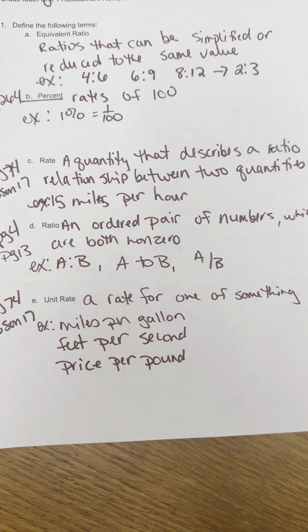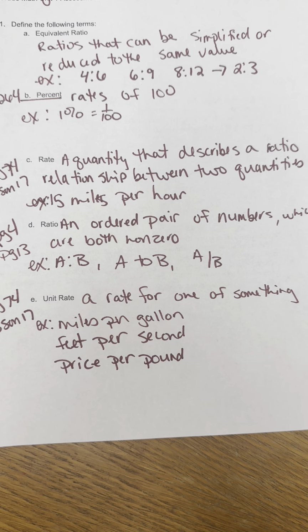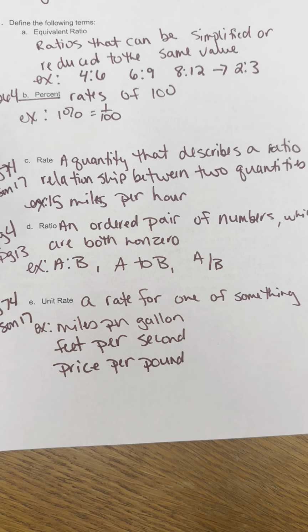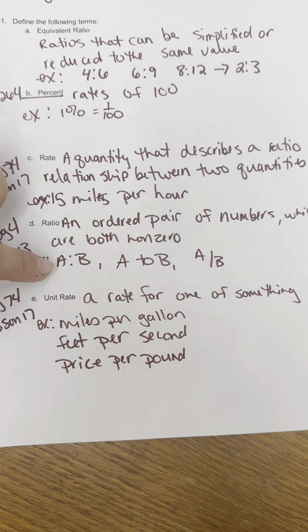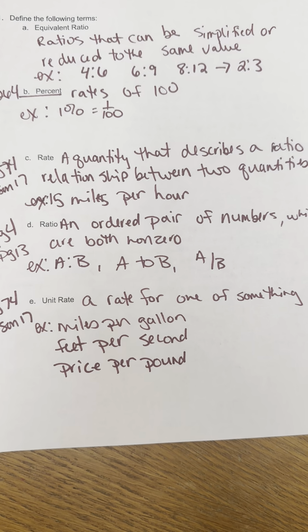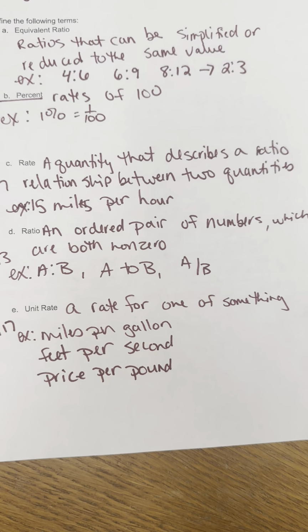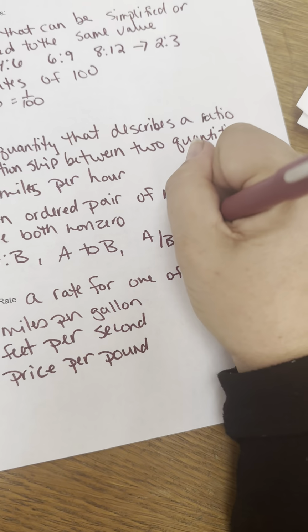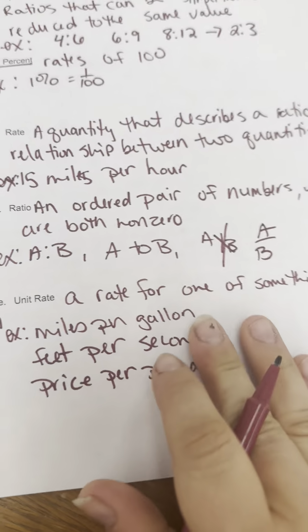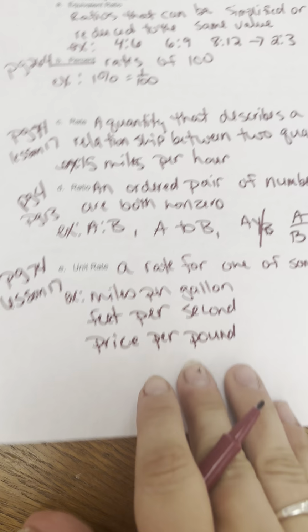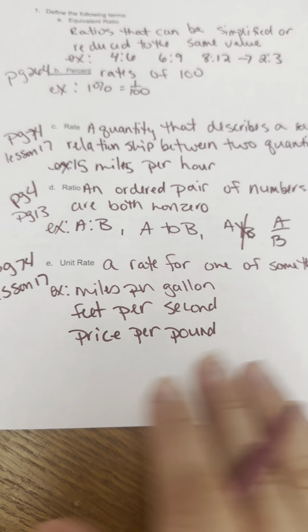Ratio then is an ordered pair of numbers which are both non-zero. So we have examples here of A to B with the colons, the A to B with the word, and then A over B. It's actually typically like this. So those are the three ways that ratios can be written.